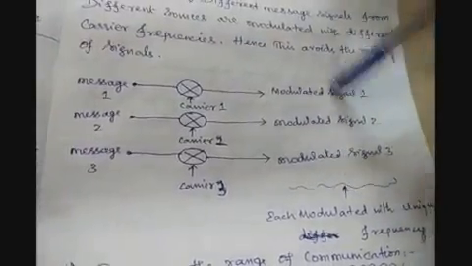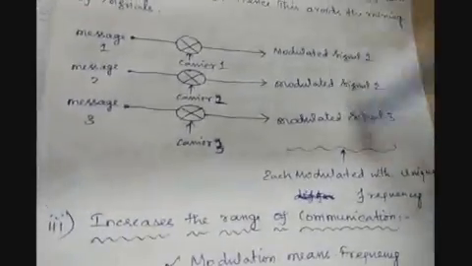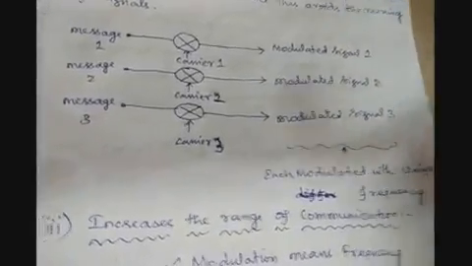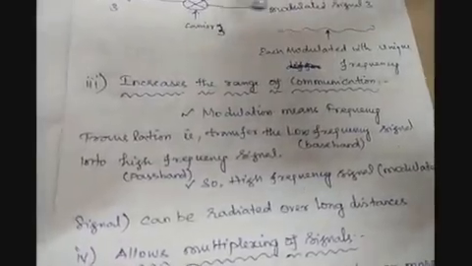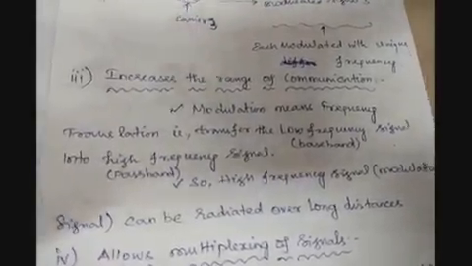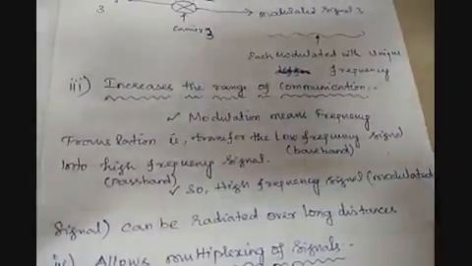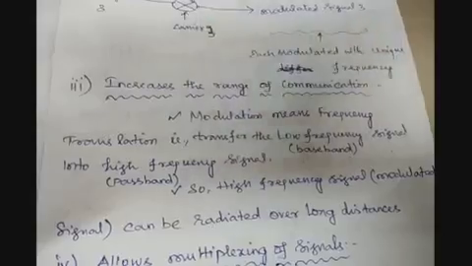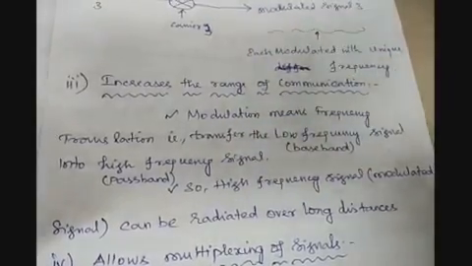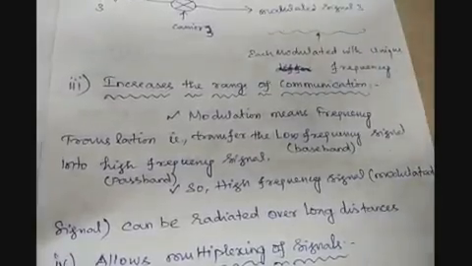So the final modulated signals 1, 2, 3 will not mix with one another. And third one, increase the range of communication. See, why do we go for modulation? Actually, our audio frequency can reach only over a certain distance. Beyond that, over a long distance, the signal could not travel. So modulation is of course required to make the signal suitable for longer distance.